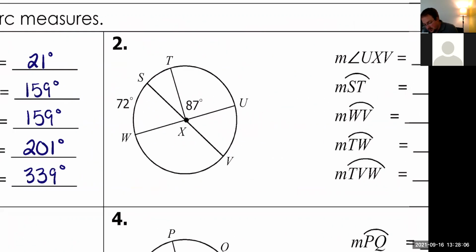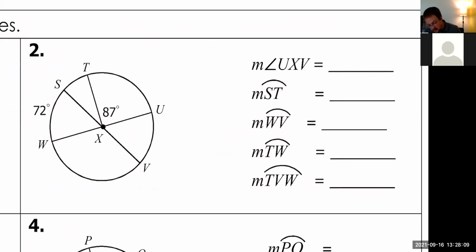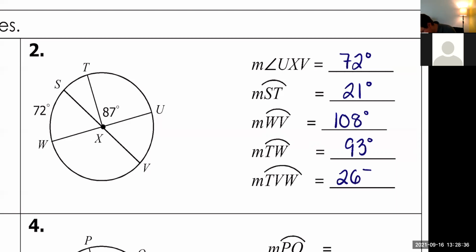I'm going to give you the answers to number 2, so I can skip to number 3. Number 2, the measure of angle UXV should be 72 degrees. Measure of arc ST is 21 degrees. Measure of arc WV is 108 degrees. The measure of arc TW is 93 degrees. And the measure of arc TVW is 267 degrees. Again, if you wanted to work through it, check those answers, please do so. I want to make sure we can look at a few more varieties here.